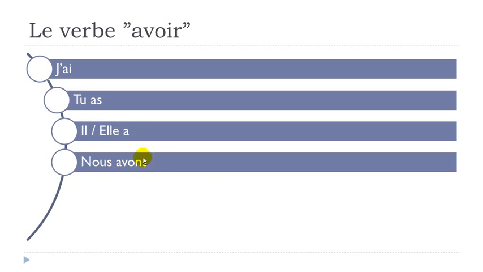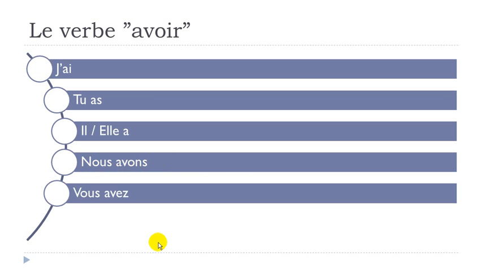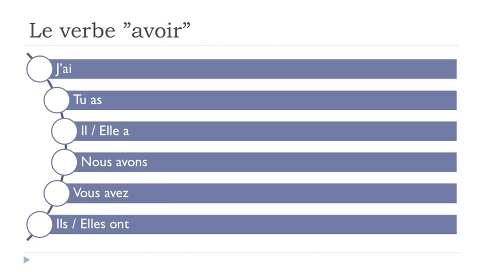avons, final s not pronounced. Avons, and then we tend to make this little link, as I said previously in the lesson for être, you make this link between the two, so nous avons. Next one, same thing. The little liaison, little link between the two. Vous avez. And the last one, same thing, you get this final s and final s here, and then you will have to make the little link between the two. Ils ont. And then the feminine form, elles ont.